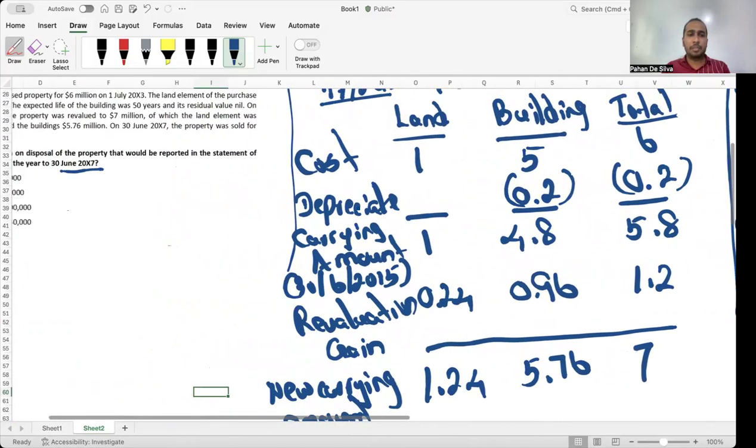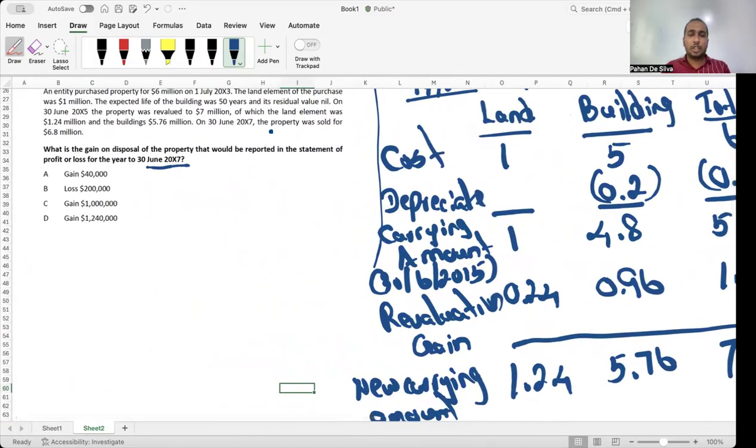Now what happens after that? On 30th June 2017, the property was sold for 6.8 million. The total property has been disposed of for 6.8 million. We revalued this property on 30th June 2015. After that, 30th June 2016, 30th June 2017, 2 years have passed. After 2 years from the date of revaluation, we have sold this property.